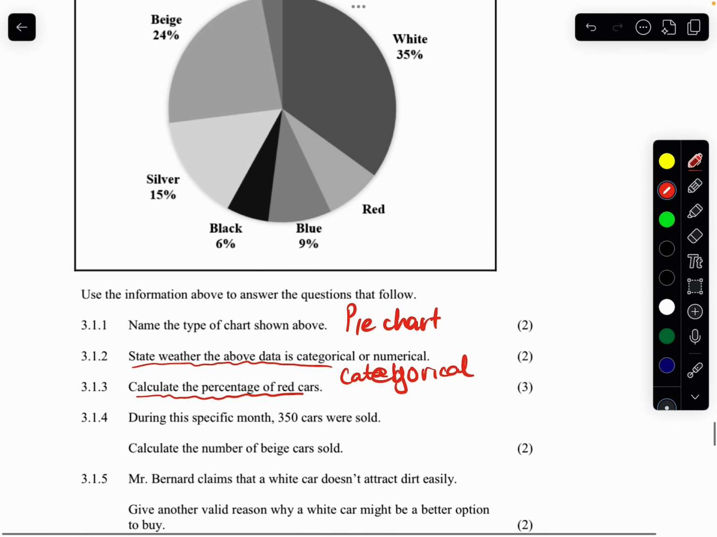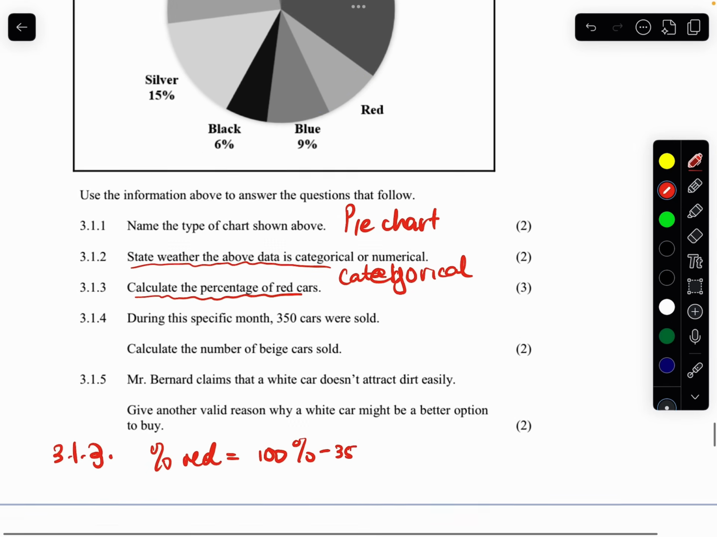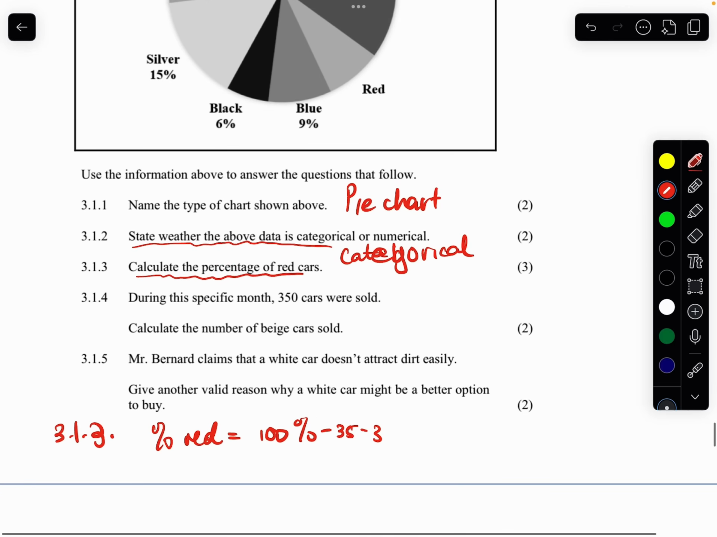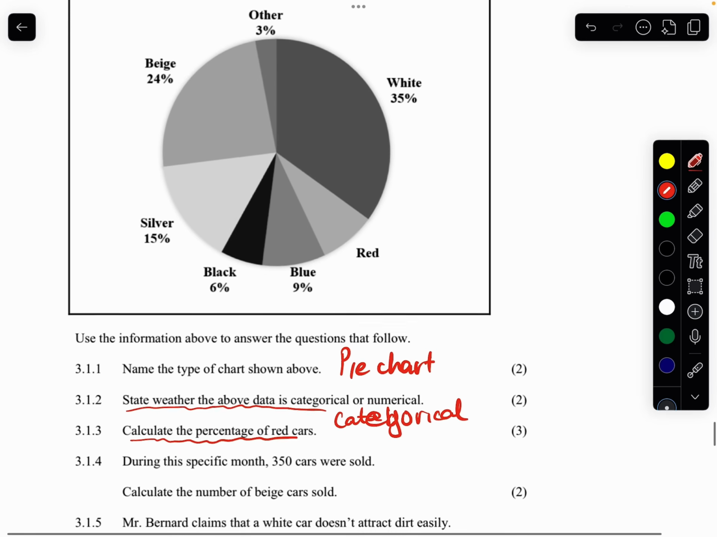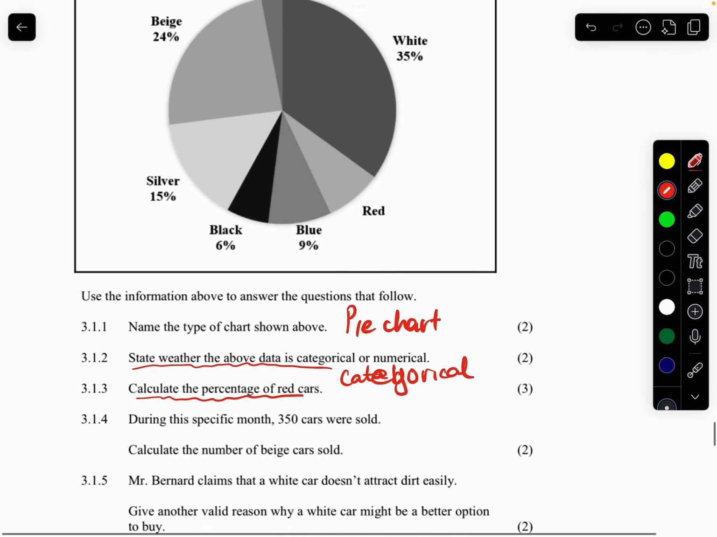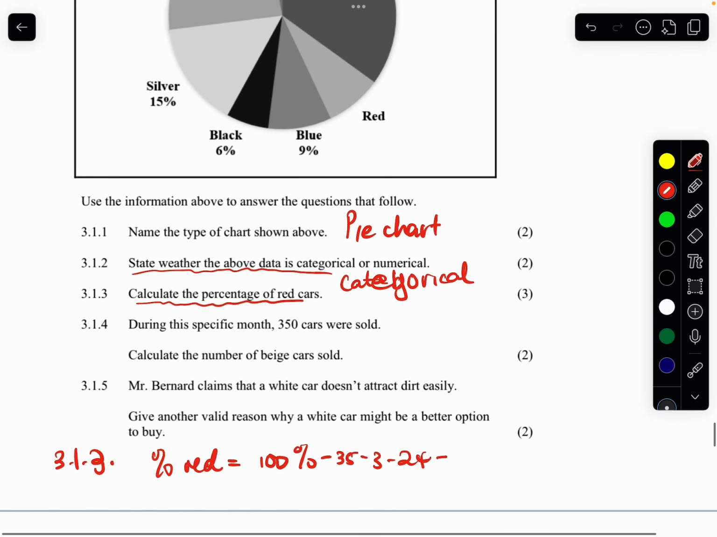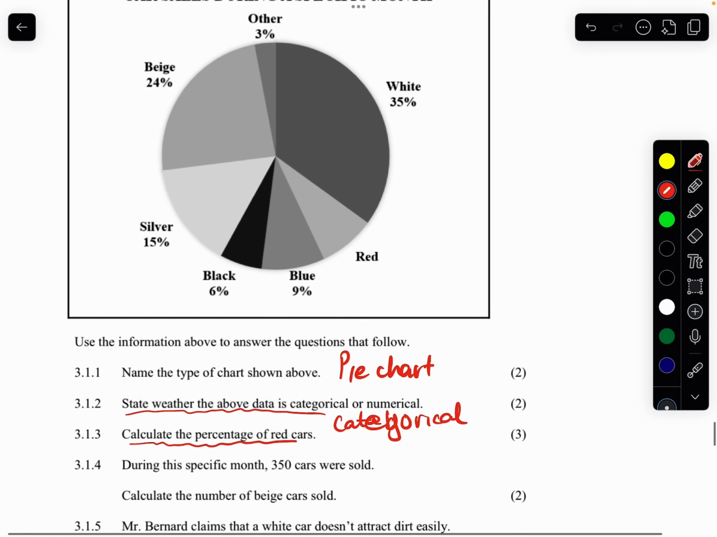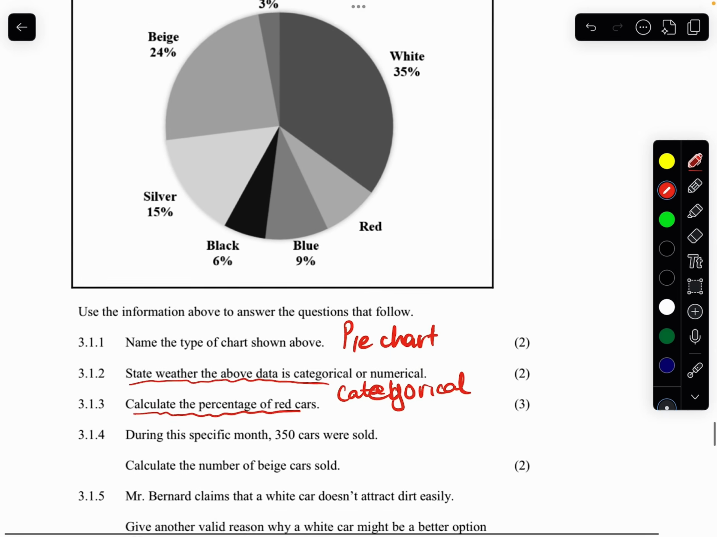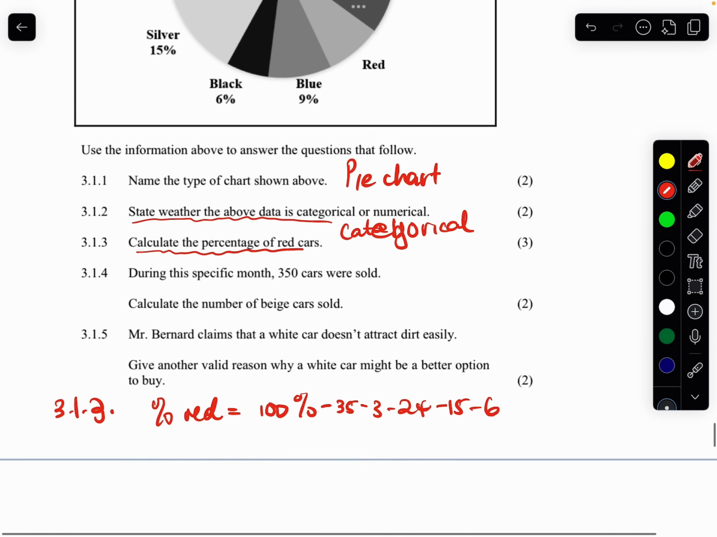So I subtract the white color, which is 35. Then I subtract the 3%. I subtract the 24% for beige. I subtract the 15% for silver. I subtract the 6% for black. I subtract 9% for blue. If you punch that in the calculator, the remainder is going to be 8%.